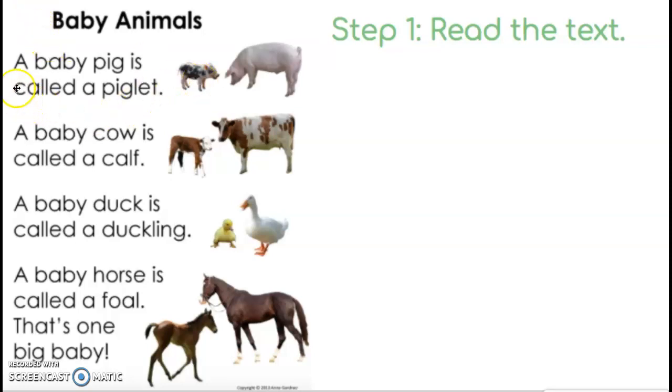Baby animals. A baby pig is called a piglet. Oh, that must be my piglet. And that must be my mommy pig. So there's my piglet. A baby cow is called a calf. Oh, I didn't know that. Baby cow is called a calf. A baby duck is called a duckling. Look at that little baby duck. She's so cute. A baby horse is called a foal. That's one big baby.